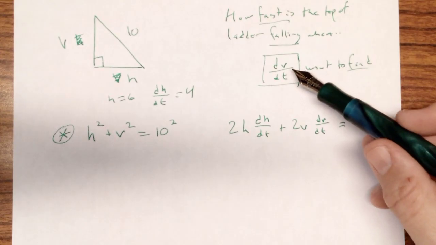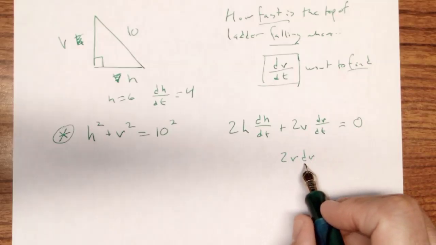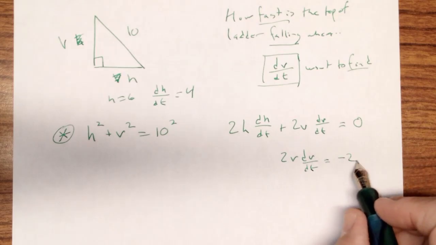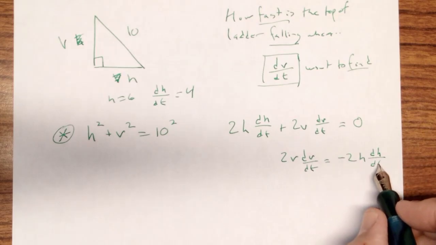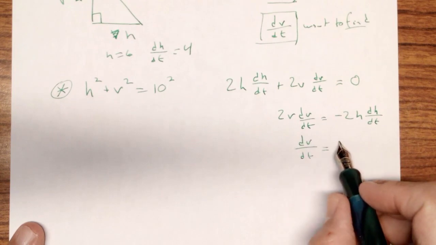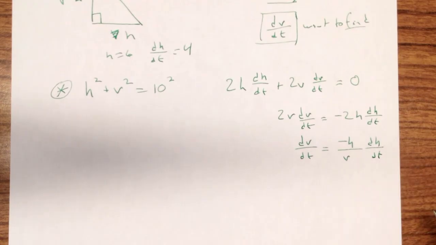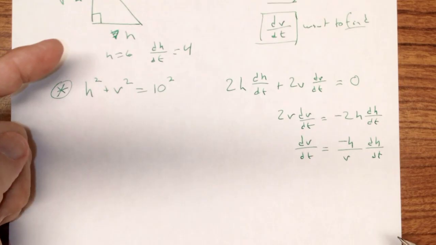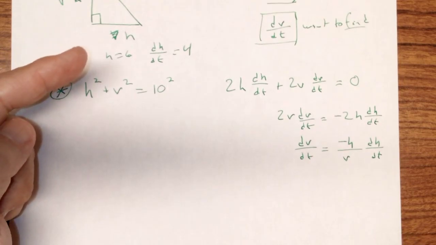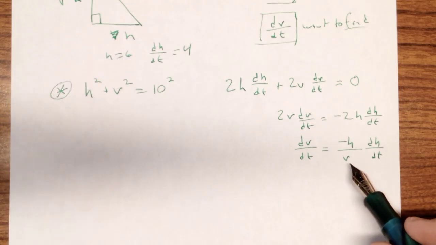My goal is to find dv dt. Let's get it all alone. 2v dv dt equals negative 2h dh dt. Cancel the 2's, and I get dv dt is minus h over v dh dt. And according to what I have written here on the left, h is 6, dh dt is 4. What's v? I don't know. Oh, but I can figure that out.